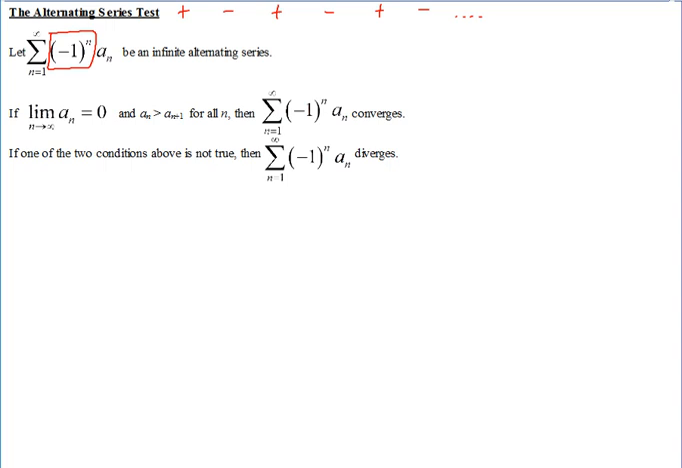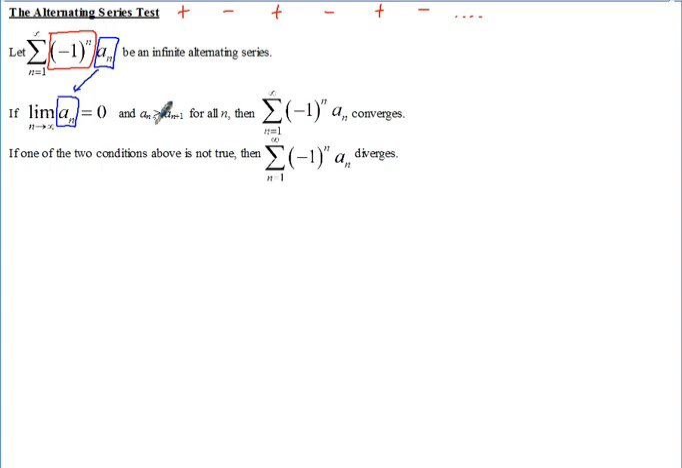So we're defining here a sub n to be the rest of the formula. That doesn't include that part that makes it alternate. And the alternating series test, there's two conditions that have to be true in order for it to converge. First, if you find the limit of this formula right here, and that equals 0, that's one of the conditions to be true.